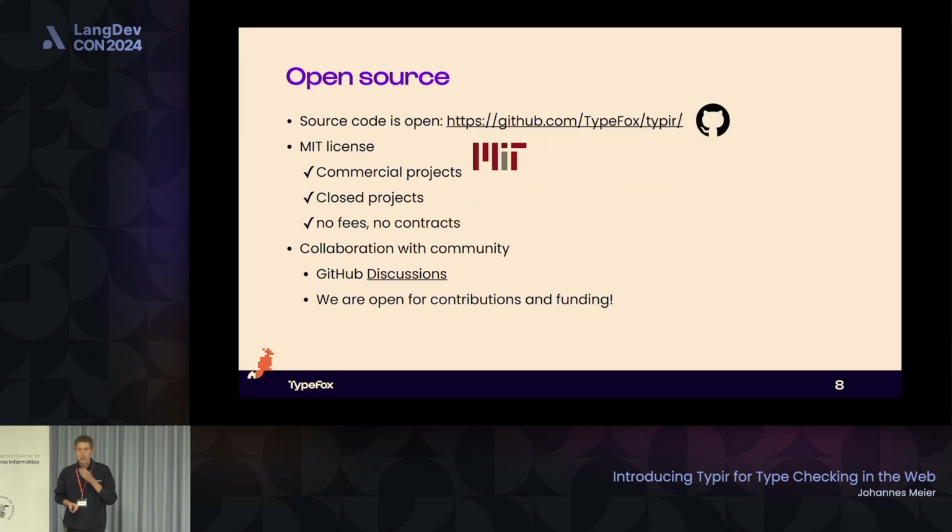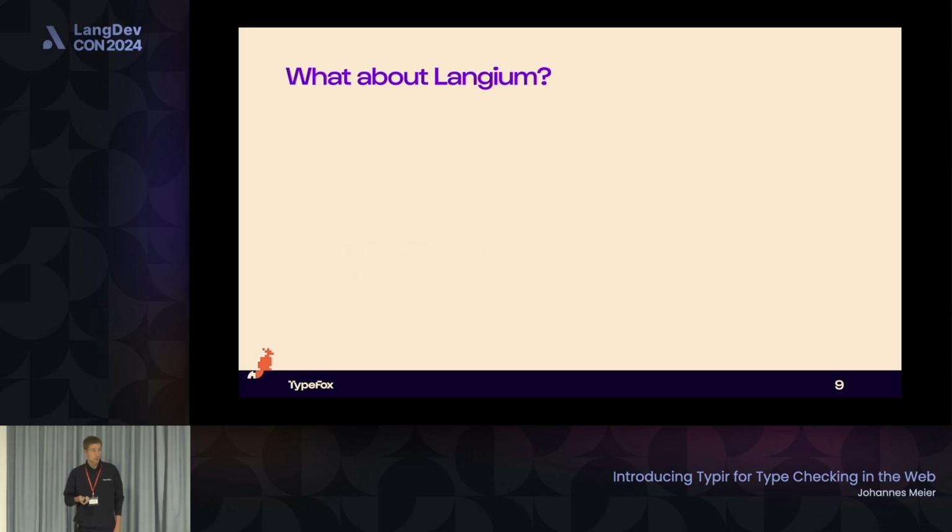It's open source. That means the whole development is done in an open fashion on GitHub. It's licensed with an MIT license, which means you can use it even for commercial projects. You can use it in closed source projects. You don't need to pay anything. You don't even need to inform anybody about that. So we are open for contributions and funding. We welcome any ideas in the discussions here, in the questions after, and so on. And we'd like your ideas: what do you need for type checking in the web?